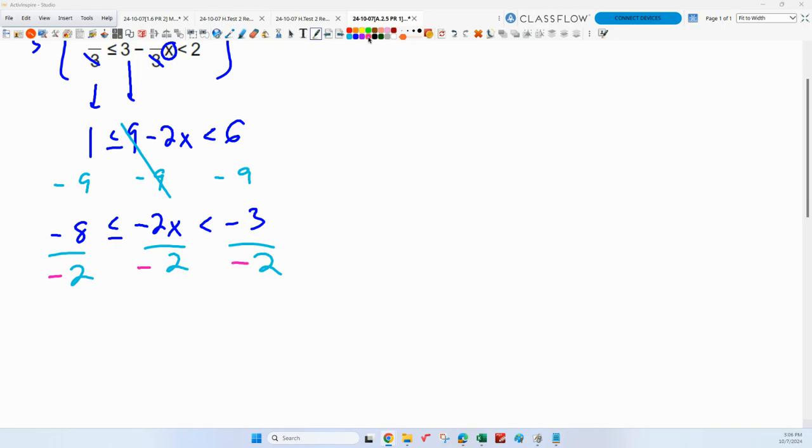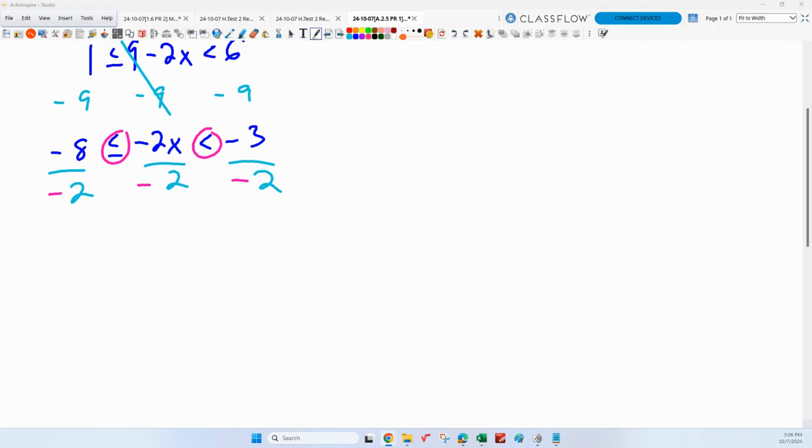Do I need to flip signs? Yes. Yes, I divided by a negative. So I've got to flip my inequalities. What do I get on the far left? 4. In the middle, those guys cancel, so I just get an x in the middle. And on the right, negative divided by negative is positive. And I can't simplify that. I'm just stuck with 3/2.